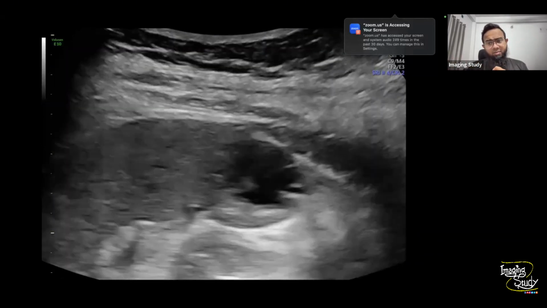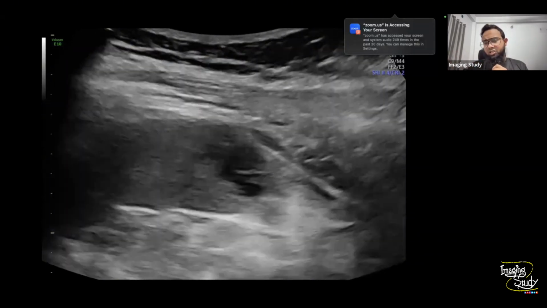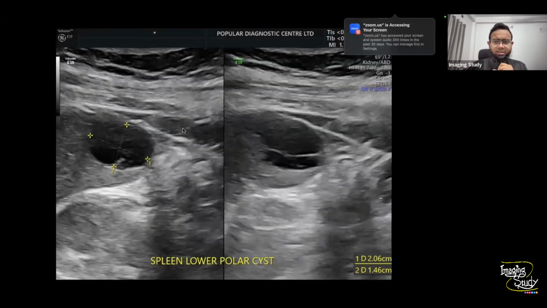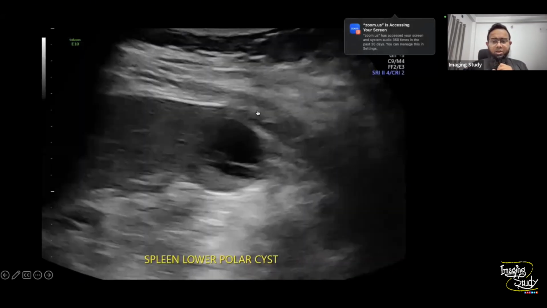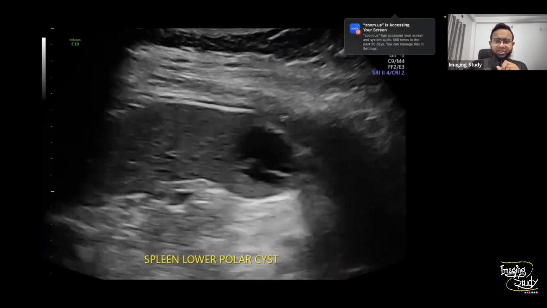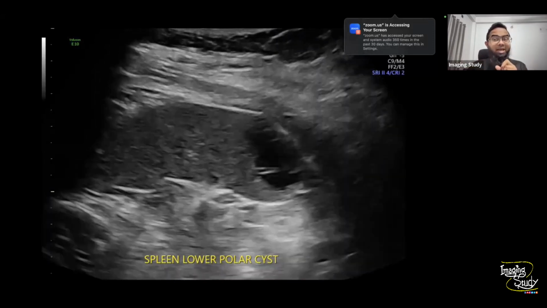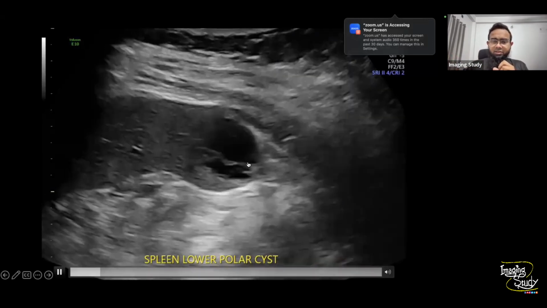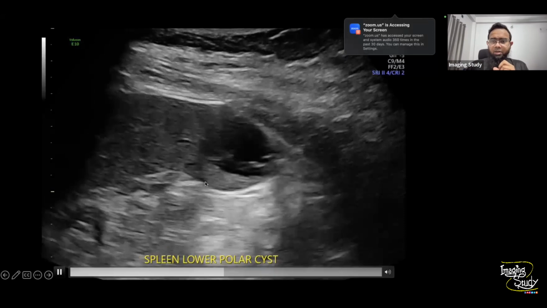This is just a cyst with internal septations. These septations may be due to an inflammatory process or due to hemorrhagic change, whatever. So this is a splenic lower polar cyst. It's around 2 centimeters by 1.4 centimeters, but this is causing pain in this patient. There is no other cause of pain for this patient, though it may be due to musculoskeletal also. So this is the cyst with internal septations.